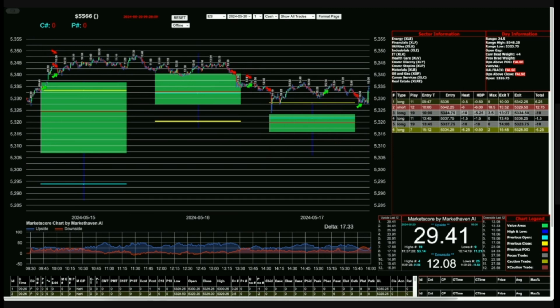And the last thing to keep in mind is do not over leverage. You should be taking these trades with 1 to 3 micros. That's what I'm professing as far as how you should be taking these trades.